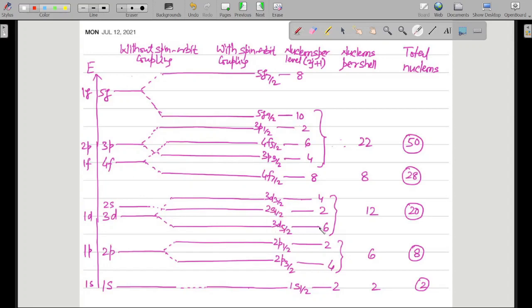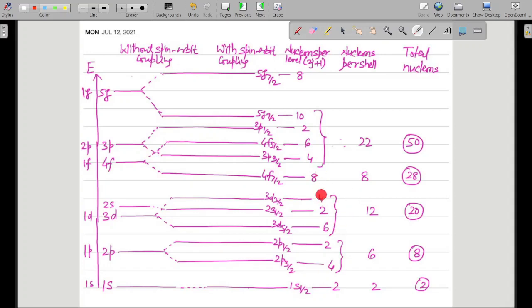So for this 2J plus 1, for this 2J plus 1, for this 2J plus 1. So after that you get 6, 2 and 4. Now let us check. This plus this plus this plus this plus this plus this equals the magic number. Now the magic number is encountered, so this shell will be complete. One shell in itself.